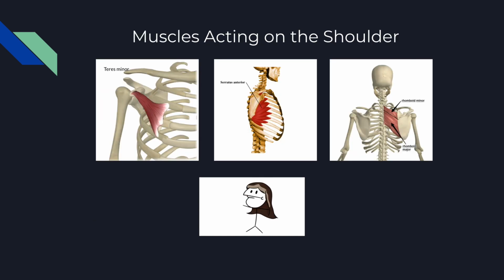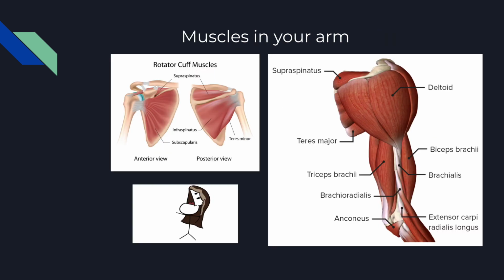Next is the muscles acting on your shoulder. Examples of these are your pectoralis minor muscle, serratus anterior muscle, and rhomboid muscles. There are lots of muscles that help you move your arm. For example, your supraspinatus muscle, infraspinatus muscle, teres minor muscle, and subscapularis muscle all make up your rotator cuff. They all work with the deltoid muscle.